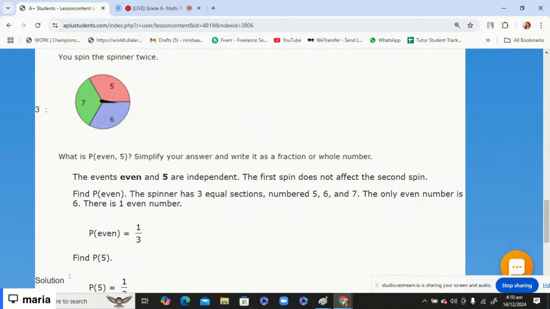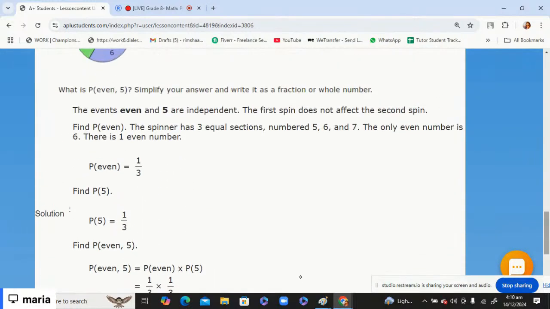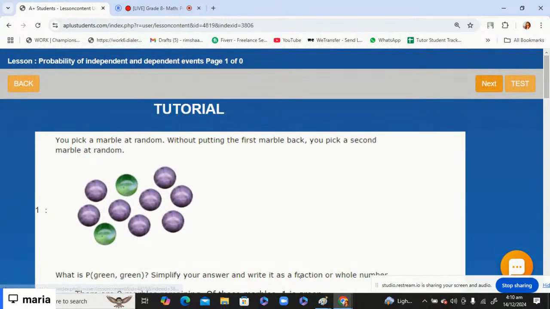So the spinner has 3 equal sections. How many total equal sections? The spinner has 3 equal sections. So first of all, for the P of even, how many evens are in it? Only one number, that is 6. So 1 by 3. Now in the second, the probability of 5: how many total? That is 3. And how many 5s in it? That is 1. So 1 by 3 times 1 by 3 is 1 by 9, which is the probability of even and 5.